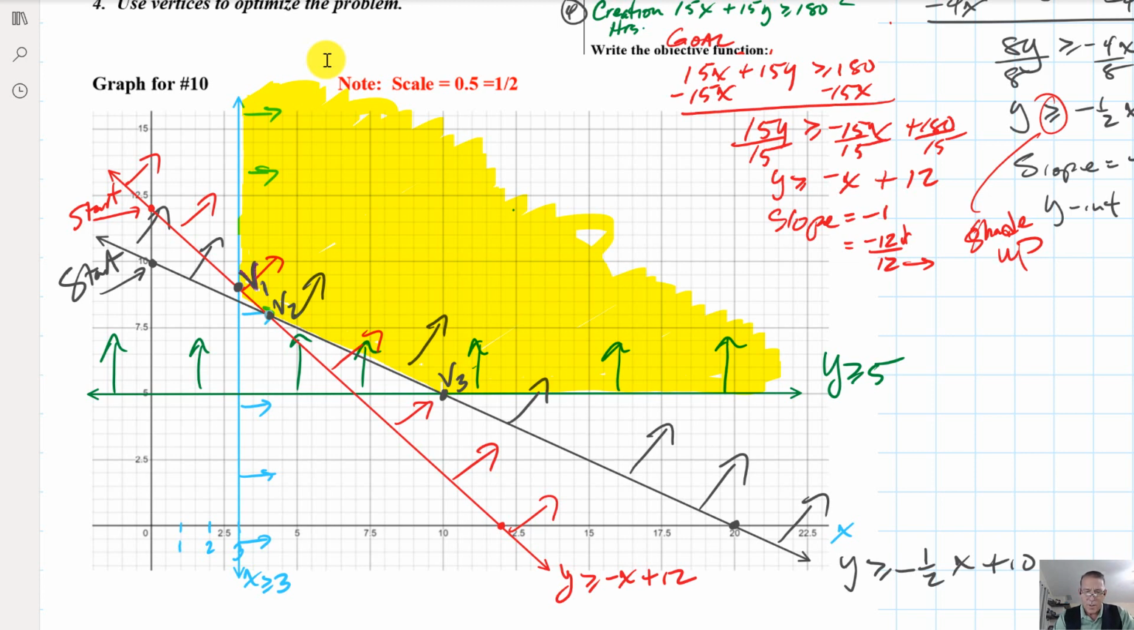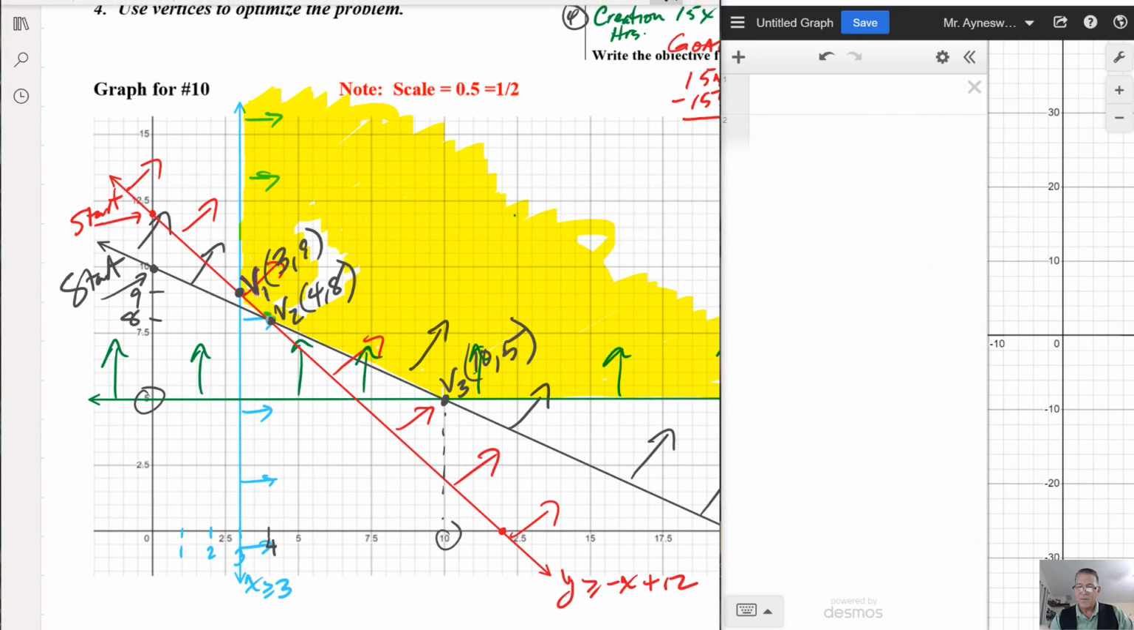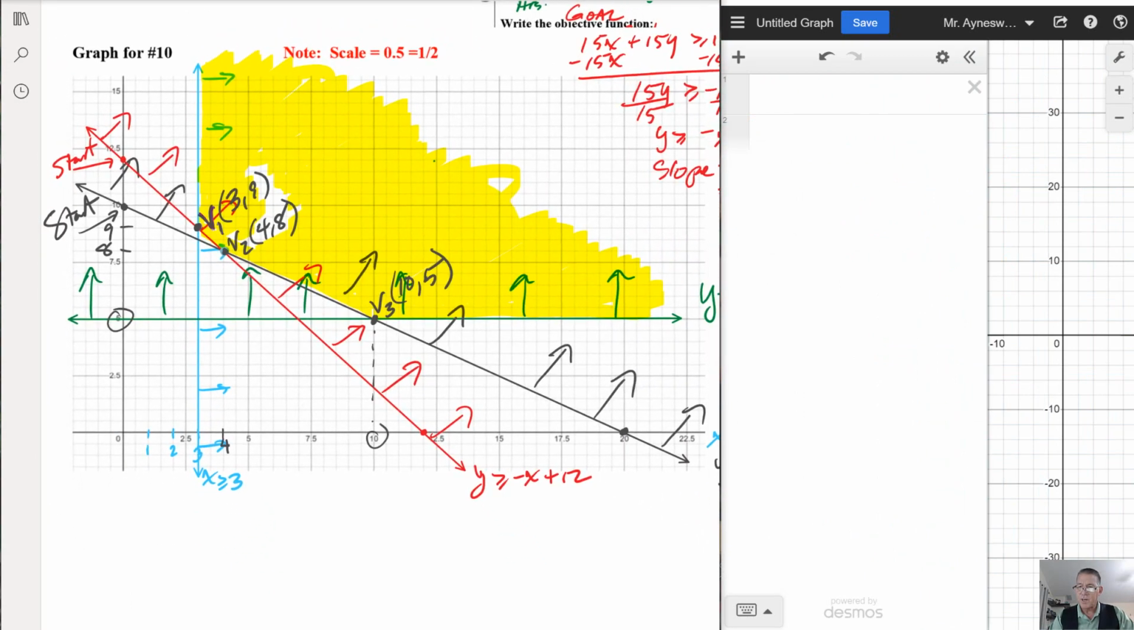We'll check this with Desmos, but I'm thinking that this is at 3 comma 9. So V1 is at 3 comma 9. I'll verify that later. V2, it looks like if that's 5, this is 4. So up 4, and then going right, that looks like 8. So this looks like 4 comma 8. V3, go down, that's 10, and then 5, so 10 comma 5. So before I maximize or minimize this, I'm going to check everything with Desmos.